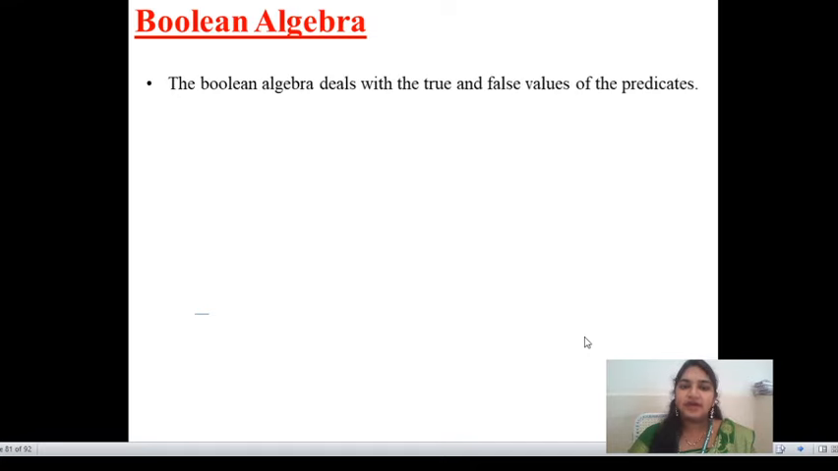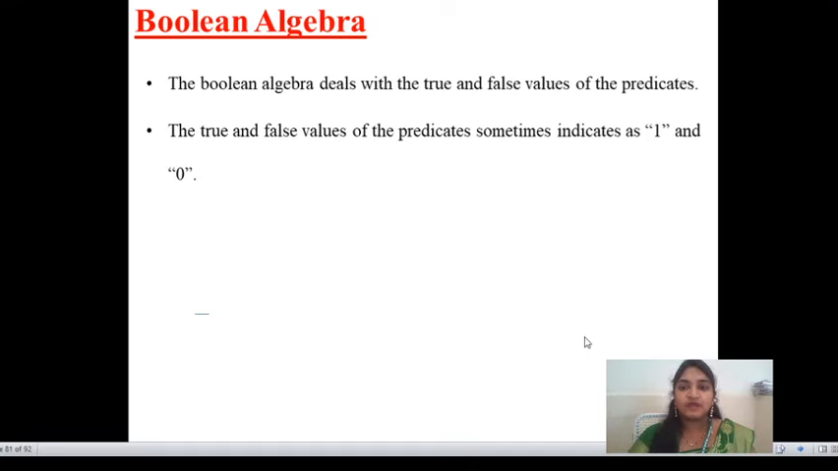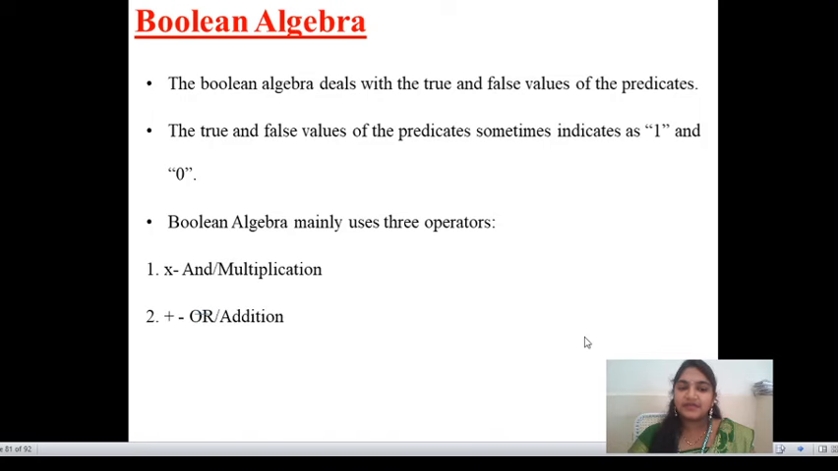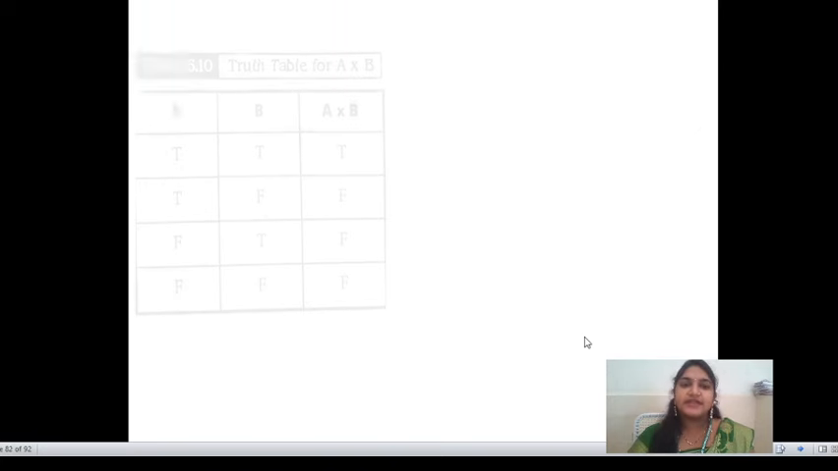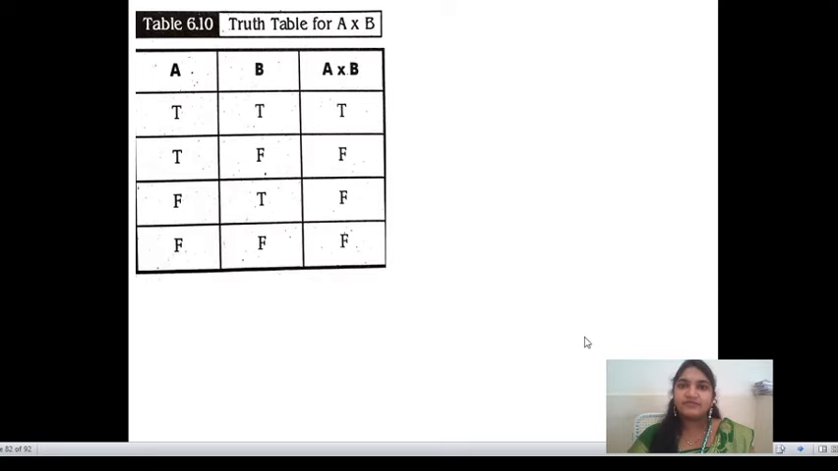So here we'll take Boolean algebra, which deals with true and false values of the predicate. Whatever the condition is, if the condition is satisfied, true will be defined. If not satisfied, false will be performed. The true and false values of the predicate are sometimes indicated as 1 and 0. So Boolean algebra will take binary values like 1 and 0. It may use three operators: multiplication, addition, and negation. That is, A into B or AND, plus or OR, and a bar or minus meaning negation. So that is binary truth values.